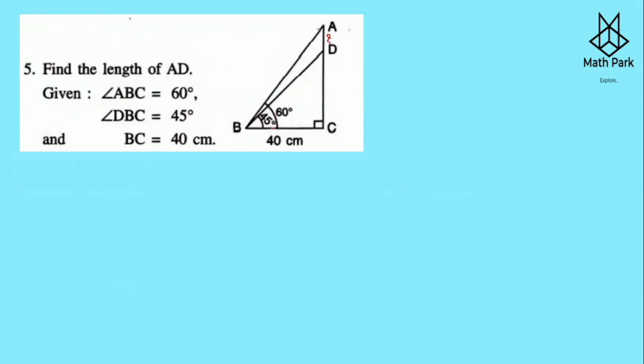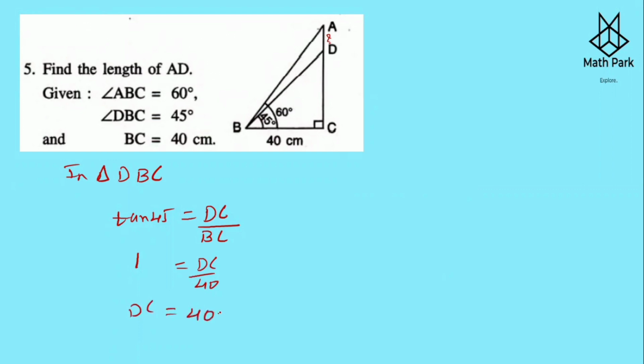In triangle ABC, the angle is given as 60 degree. Okay, and angle DBC is 45 and BC is given as 40 centimeter. So we will be using the tan ratio for triangle DBC. You will use tan 45 is equal to opposite, that is DC, upon adjacent, which is BC. So tan 45 is 1 is equal to DC upon 40. So this is how you got DC is equal to 40 centimeter.